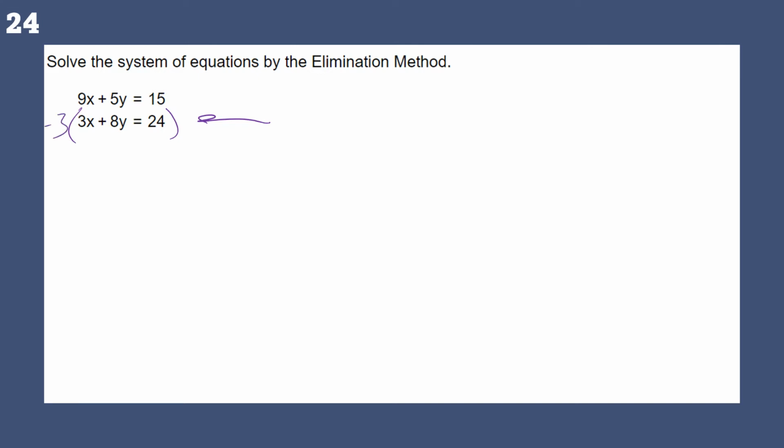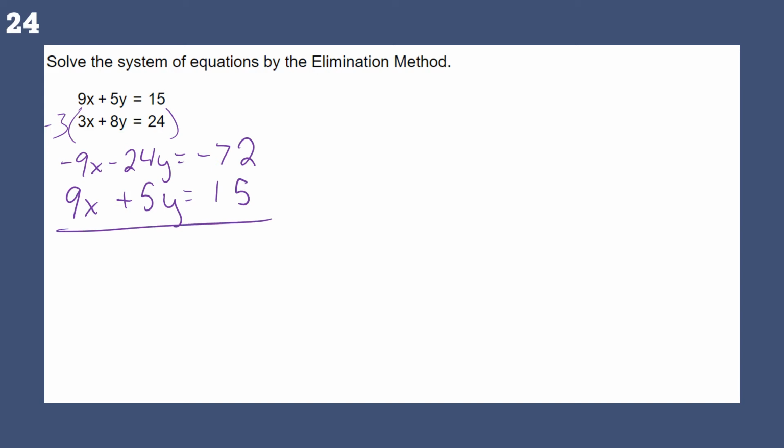Now, the reason I'm doing that is because then I would get negative 9x minus 24y equals negative a whole bunch. Negative 3 times 24 is negative 72. All right, so I multiplied it by negative 3, and I can do that because algebra says I can do that as long as I do the same thing to both sides. And what I found was now if I look at the two equations and put them right on top of each other, you'll notice that we have a 9x and a negative 9x.